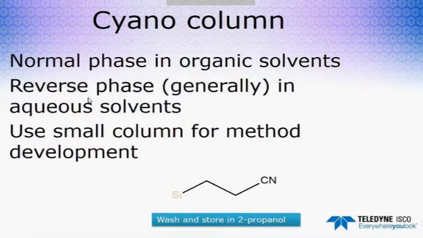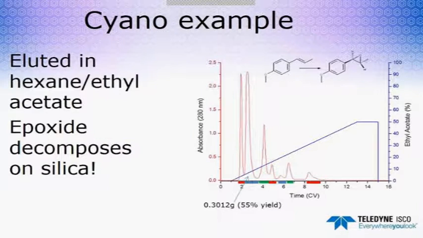The cyano column runs normal phase with organic solvent, and it is generally reverse phase in aqueous solvents. We do not use matching TLC plates, but you can use a small column for method development. And here's an example again with this epoxide that we discussed earlier. It was eluted in hexane and ethyl acetate. Again, the epoxide decomposes on silica.